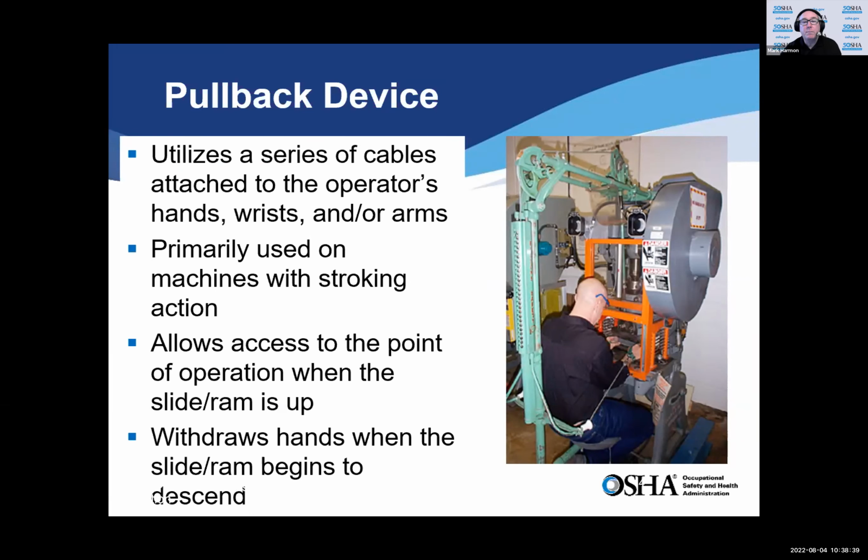Very good. The pullbacks again are another safeguarding device. It utilizes a series of cables that attach to the operator's hands and wrists, primarily used for machines with a stroking action or where the machine is cycling. This is big for, if you can imagine, people that are doing small parts and they're feeding the machine with their hands. So again, pullbacks are acceptable.